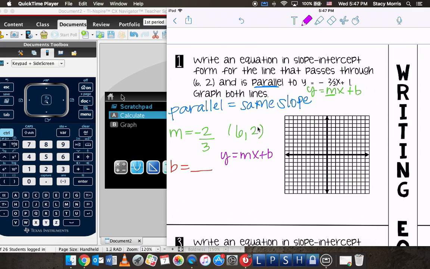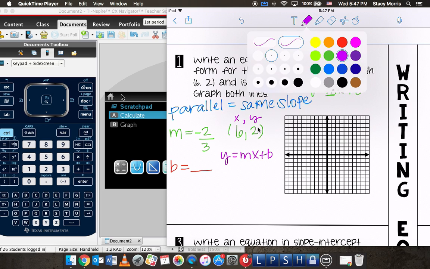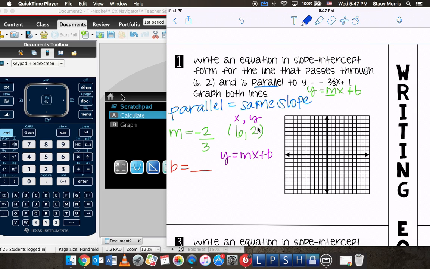So our y is this 2 right here in this ordered pair. This is an x, comma, y. So we're going to fill in what we know. So our y is 2. That's equal to our m, which is negative 2/3, parentheses, we're plugging in our x of 6, plus b. And then we solve for b.